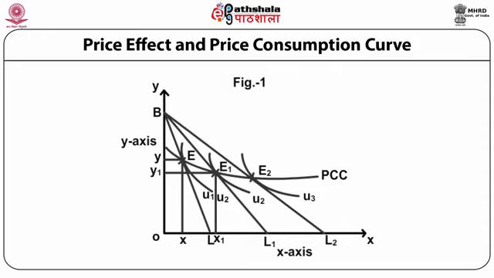Similarly, when the price of good X falls again, and again the price of good Y and consumer income remain constant, another equilibrium is formed at point E2, where the budget line is BL2 and the indifference curve is U3. If we join all the equilibrium points, that is E, E1, E2, we get a curve called the price consumption curve, which is the locus of the points of consumer equilibrium resulting from changes in the price of good X alone, other things remaining constant.